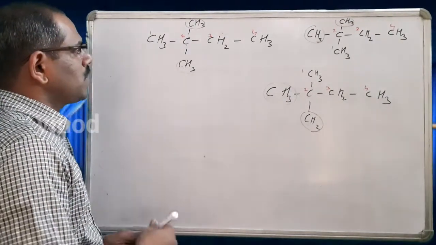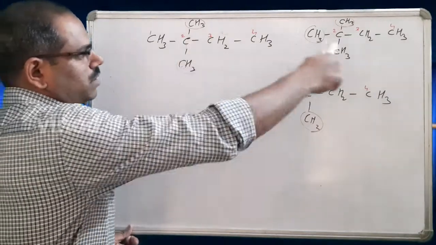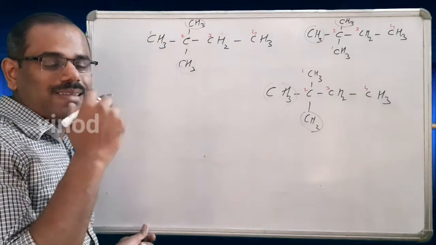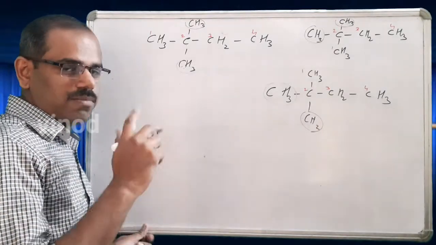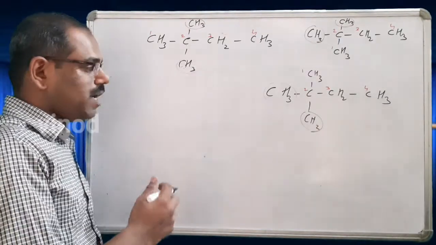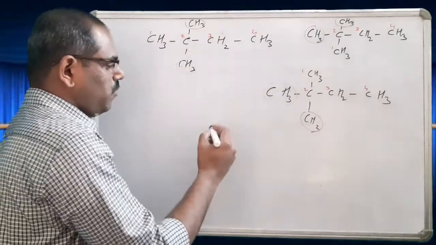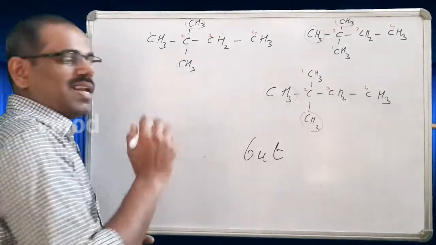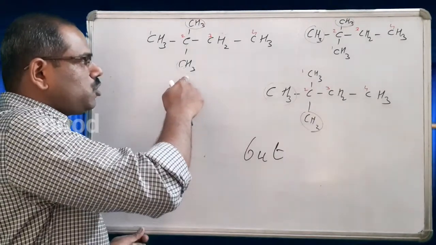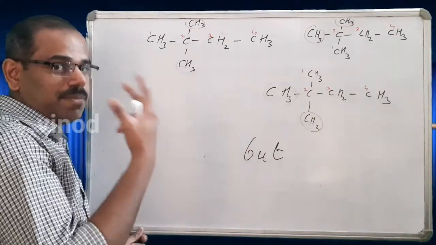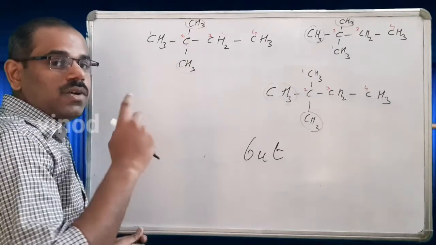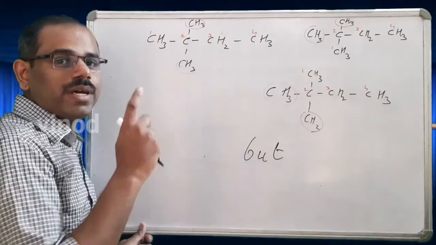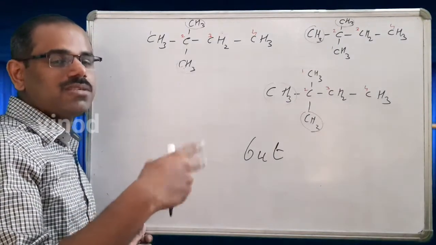Let us see. Second place, 2 substituents are there, both at the same carbon. That is important. So how do you name? First we write the word root. Word root is but, 4 carbon, but. And if multiple substituents are on the same carbon, we repeat the number of the carbon where it is attached. The numerical value, the number, is to be repeated.